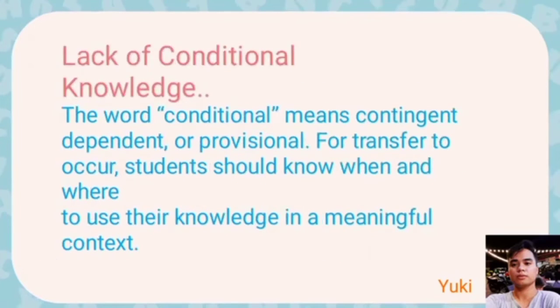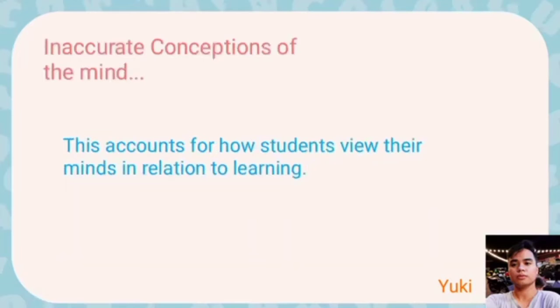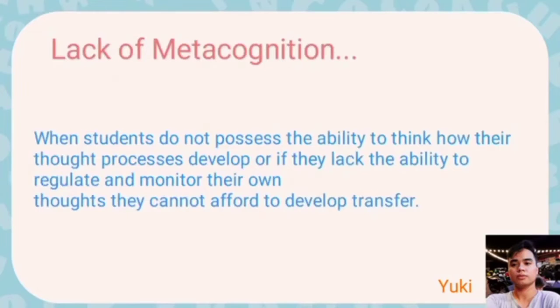Lack of conditional knowledge. The word conditional means contingent, dependent, or provisional. For transfer to occur, students should know when and where to use their knowledge in a meaningful context. Inaccurate conceptions of the mind. This accounts for how students view their minds in relation to learning. Lack of metacognition. When students do not possess the ability to think how their thought process develops, or if they lack the ability to regulate and monitor their own thoughts, they cannot afford to develop transfer.